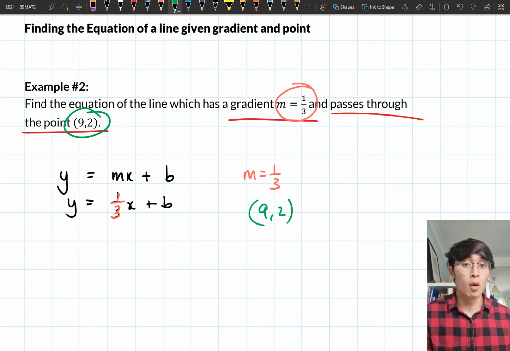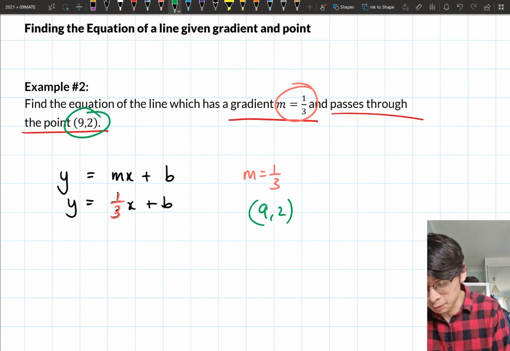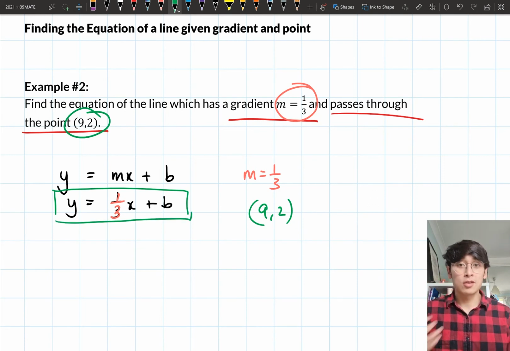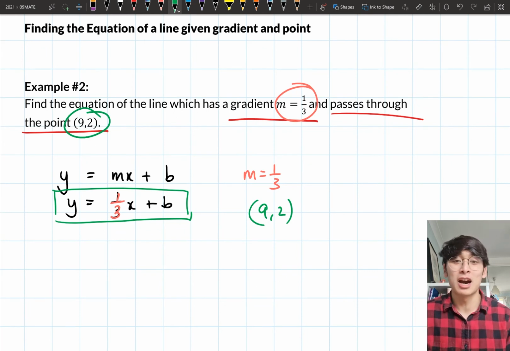If they give you a point, what you need to do is substitute it into the equation that you have. So I want to substitute it into this guy here after I've put in my gradient, and then solve for b. So if I get given a gradient and a point, unfortunately I need to do a few extra steps to help me find that value of b, that y-intercept.